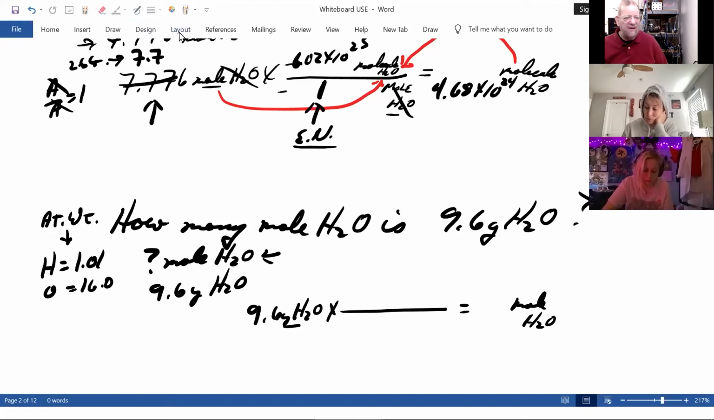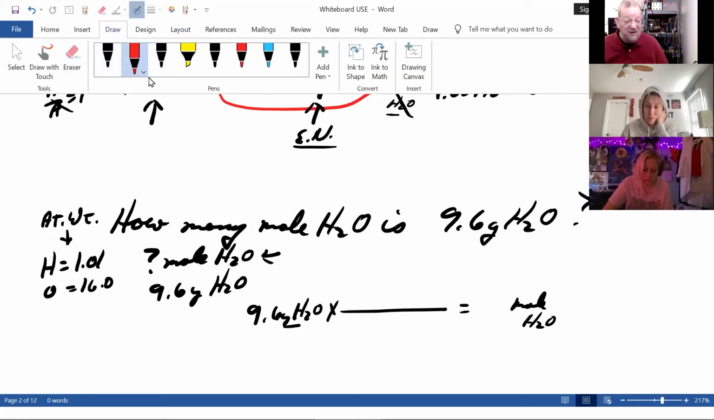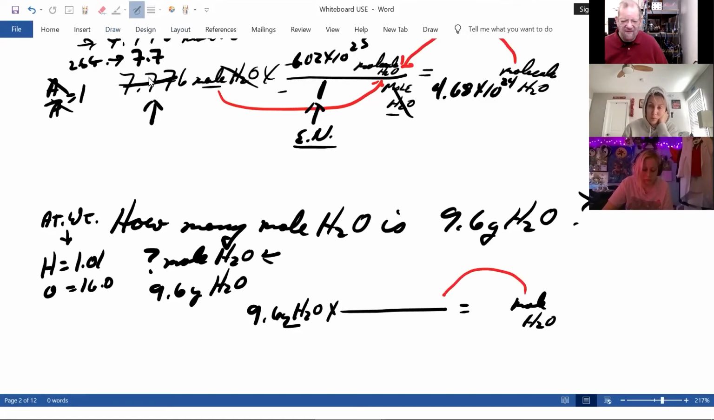And now I'll come over here, change the color pen, and I'll use my good buddy, my good friend, unit analysis. Whatever I'm trying to get to goes on top. The units I'm trying to get rid of go underneath.